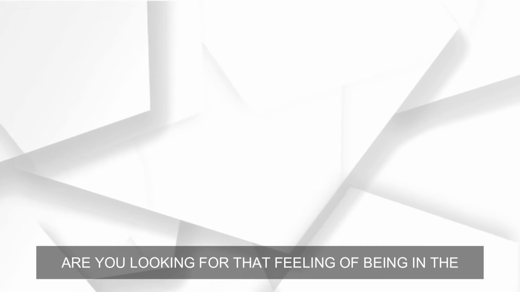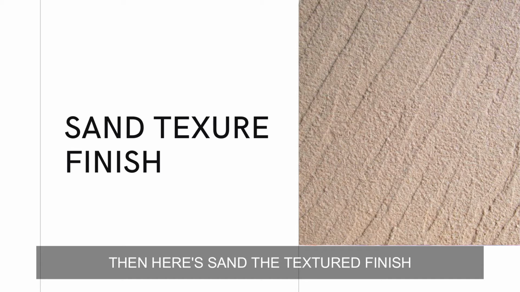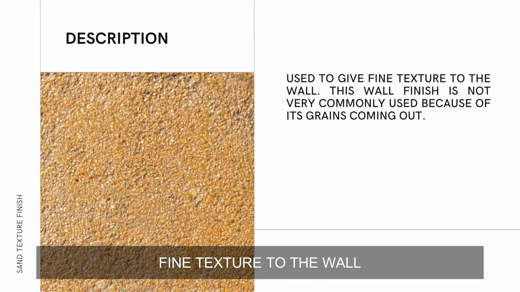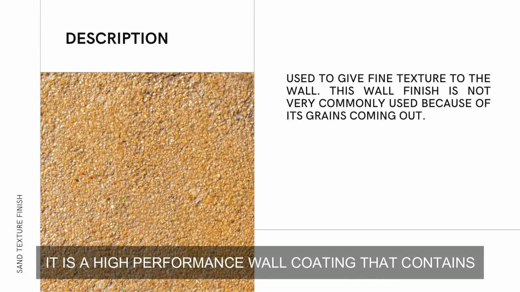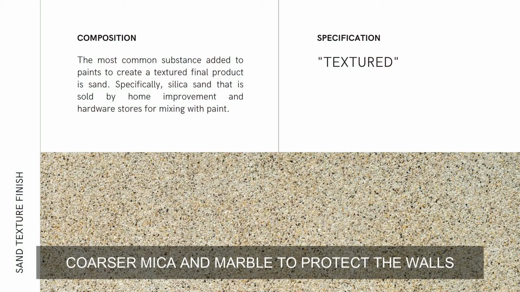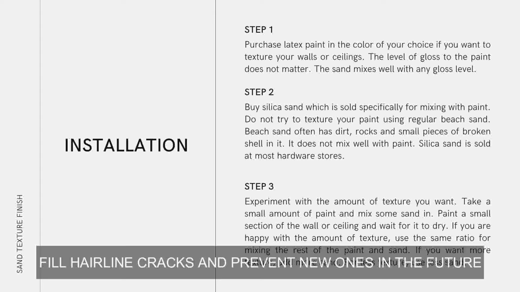Are you looking for that feeling of being in the sand of the great oceans? Then here's the sand textured finish. Sand textured finish is used to give that fine texture to the wall. It is a high-performance wall coating that contains coarser mica and marble to protect the walls, fill hairline cracks, and prevent new ones in the future.